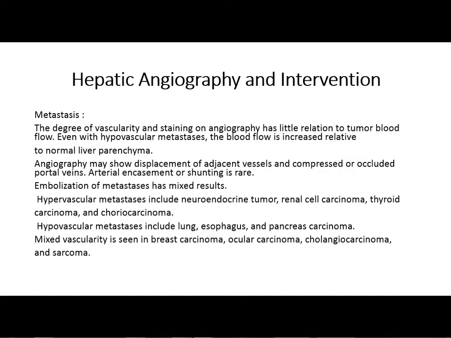Metastasis: the degree of vascularity and staining on angiography has little relation to the tumor blood flow. Even with hypovascular metastasis, the blood flow is increased relative to normal liver parenchyma. Angiography may show displacement of the adjacent vessels and a compressed or occluded portal vein. Arterial encasement or shunting is rare. Embolization of metastasis has mixed results. Hypervascular metastases include neuroendocrine tumor, renal cell carcinoma, thyroid, and choriocarcinoma. Hypovascular metastases include lung, esophagus, pancreas, and pancreatic carcinoma. Mixed vascularity is seen in breast, ocular carcinoma, cholangiocarcinoma, and sarcoma.